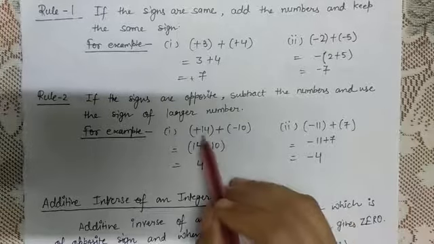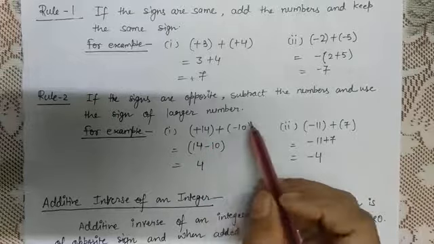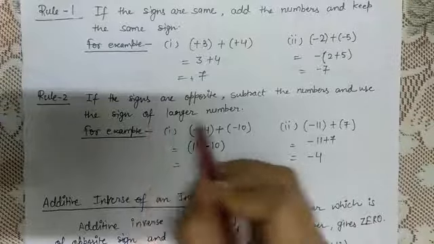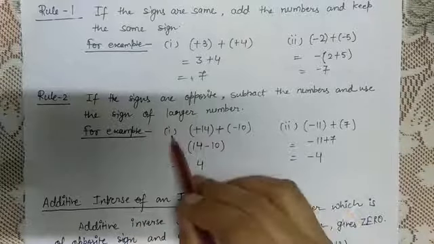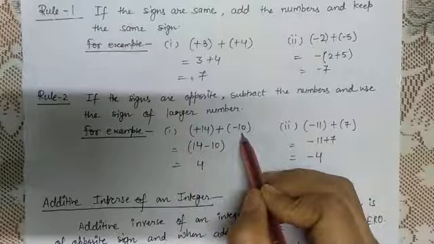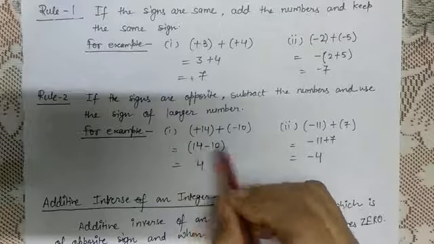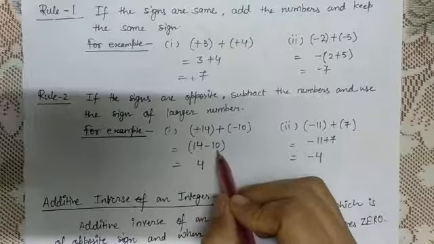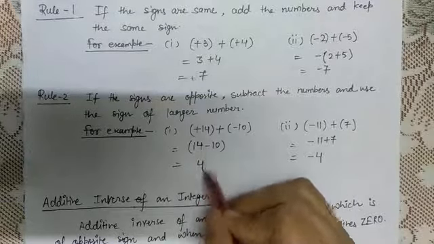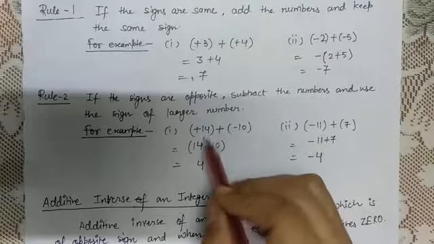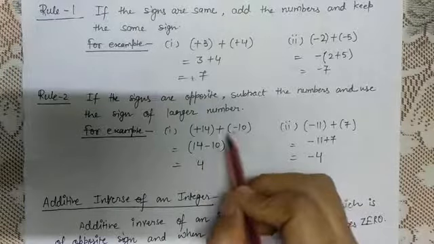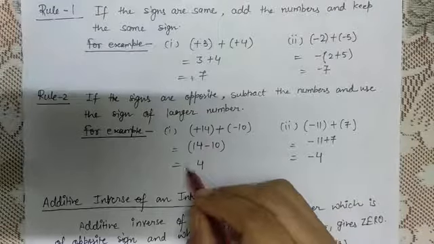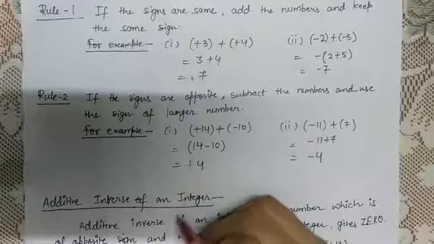So if they both have opposite sign, we have to subtract the numbers and use the sign of the larger number. First example, we have 14 plus minus 10. This is 14 minus 10 because 14 is positive and 10 is negative. So we have to subtract them, and what is the answer? 4. Now we have to go for the sign. As we see that 14 is positive and 10 is negative, and which is the larger number? 14. 14 is having positive sign, so we have to keep over here the positive sign.